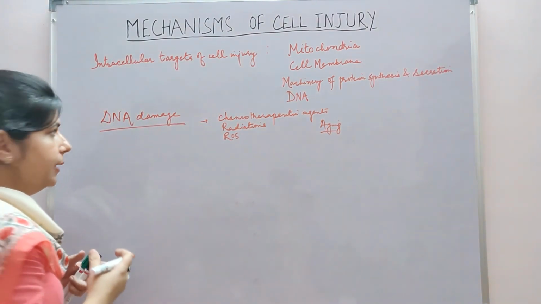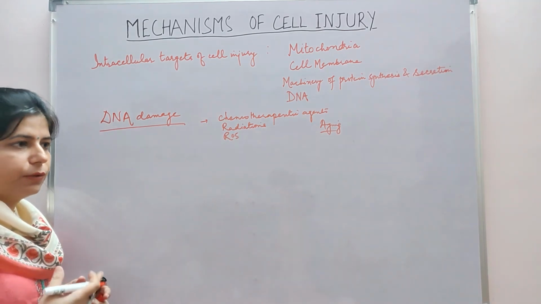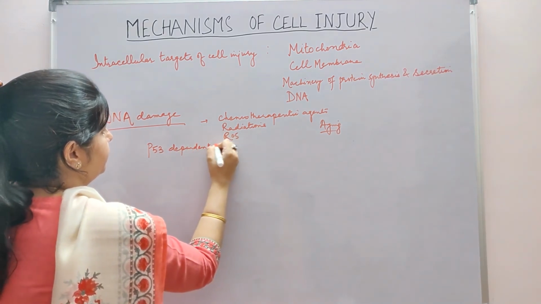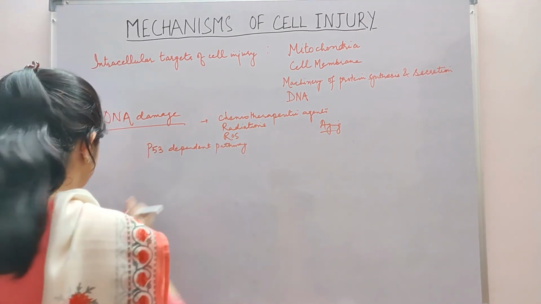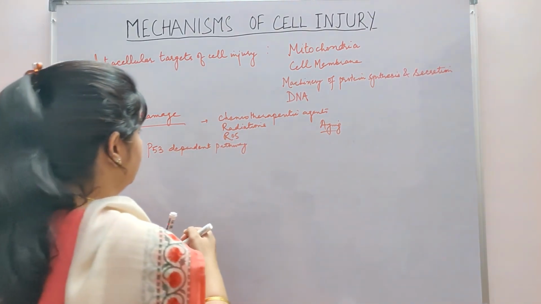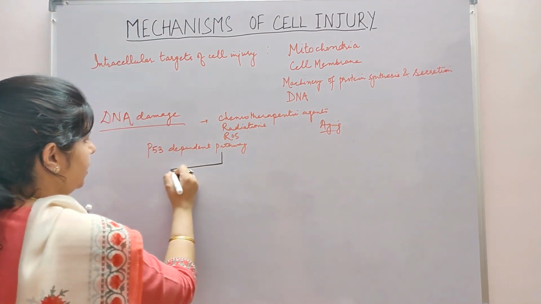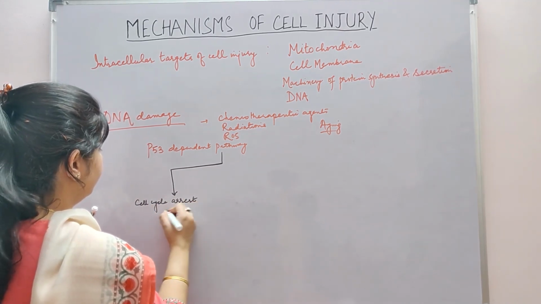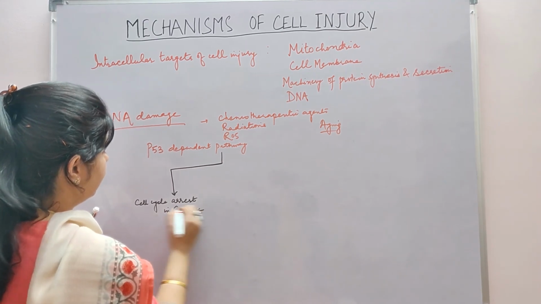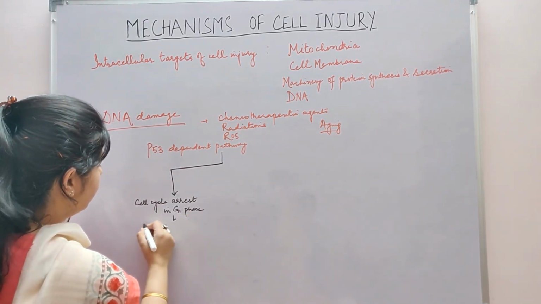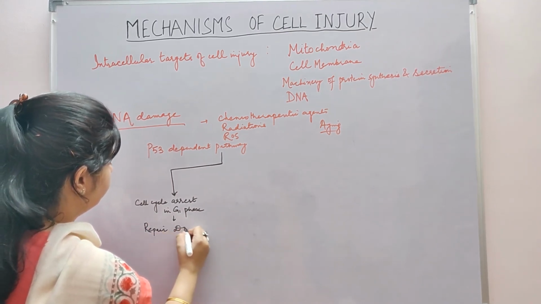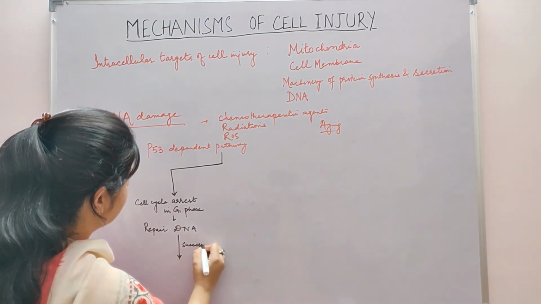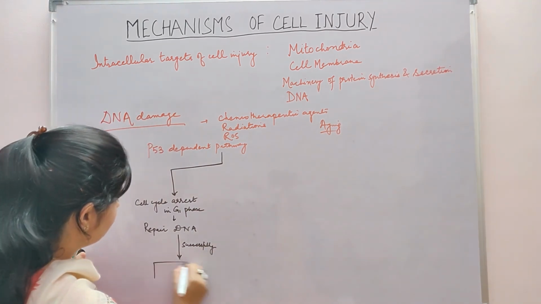So what happens when DNA gets damaged? There is activation of the p53 dependent pathway. This p53 causes cell cycle arrest in the G1 phase. Why does cell cycle arrest occur? In order to repair DNA. Now if DNA repair happens successfully, then the cell will survive.